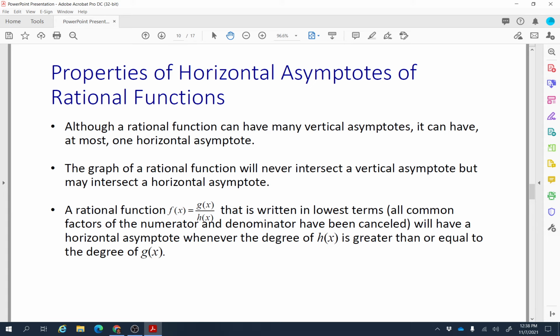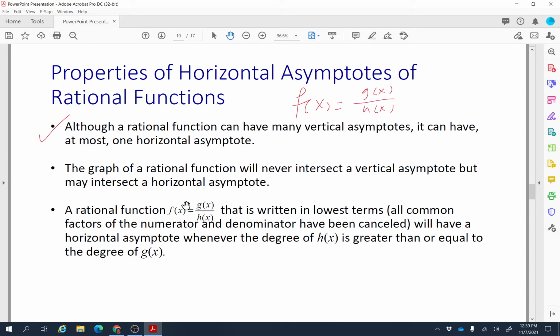There are three different cases you might have. The first one, so remember your function is g of x over h of x. This is your rational function. So for finding the horizontal asymptote, you compare the degree of the polynomial on the top and the degree of the polynomial on the bottom. Although a rational function can have many vertical asymptotes, it can have at most one horizontal asymptote. So keep in mind, you cannot find more than one horizontal asymptote for a rational function. The graph of a rational function will never intersect a vertical asymptote, but may intersect the horizontal asymptote. That is one thing you have to keep in mind.